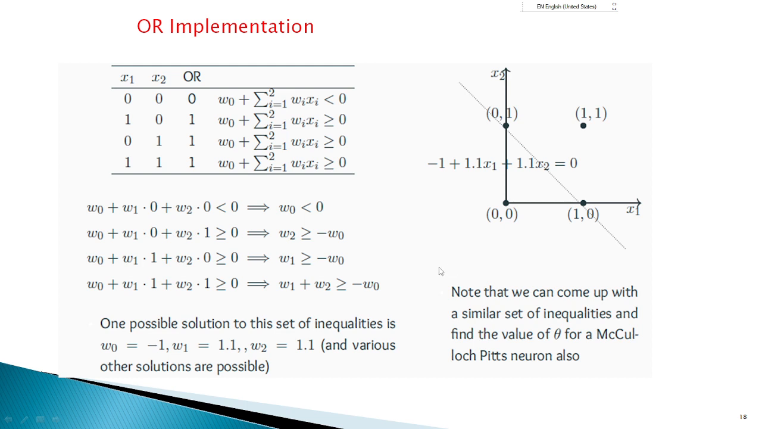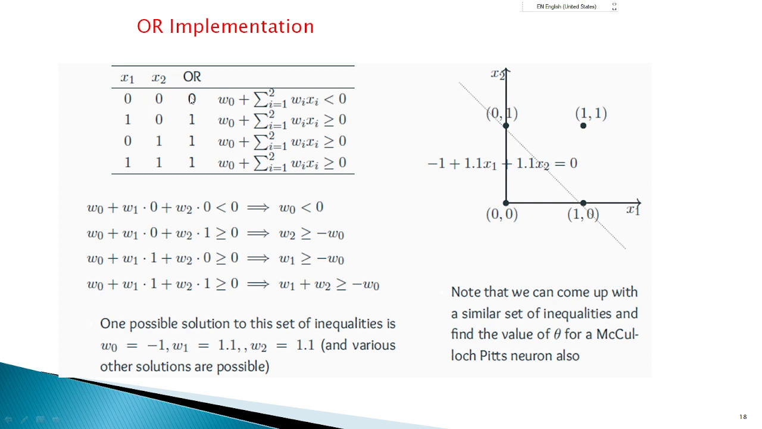So let us see an OR. How do we implement an OR using a perceptron? This is a truth table: 0 0, 0 1, 1 0, 1 1. So w0, you have the bias, w0 x0, where x0 is 1. So w0 plus the sum of wi xi, where i varies from 1 to 2 since we have two inputs, is less than 0.